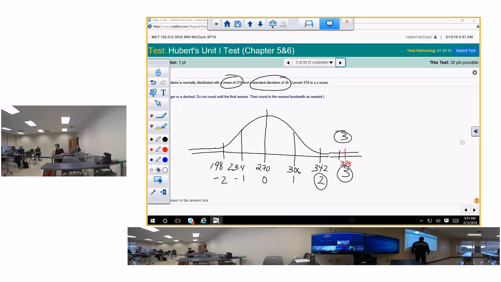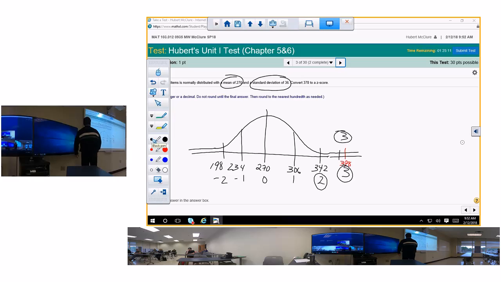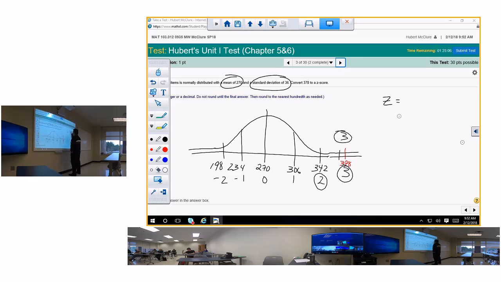Now they want to calculate it. It's supposed to be around the third standard deviation, so they want you to calculate it. Put it in the z-score formula: Z is equal to x minus x bar over standard deviation. Z is equal to 378 minus 270 over 36. And that should come out to be like, I don't know. What does it come out to be?